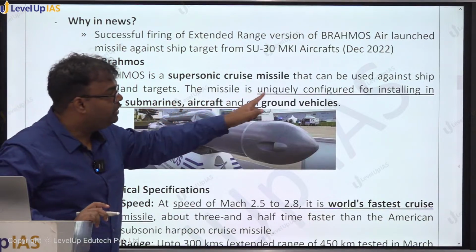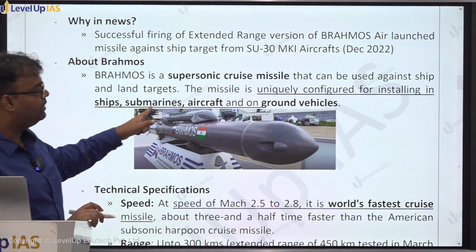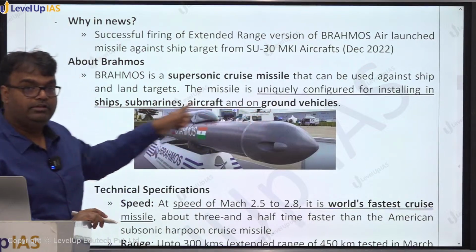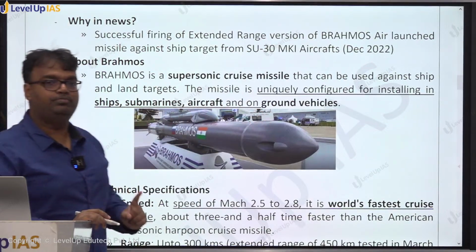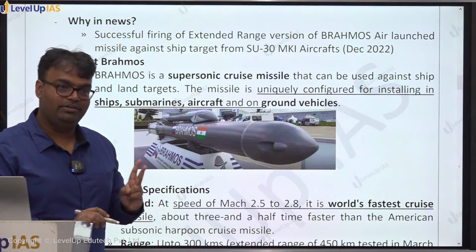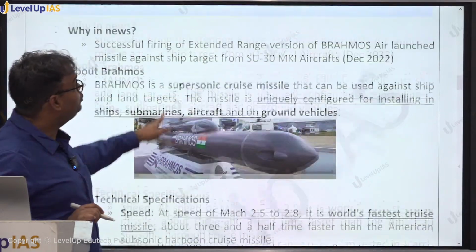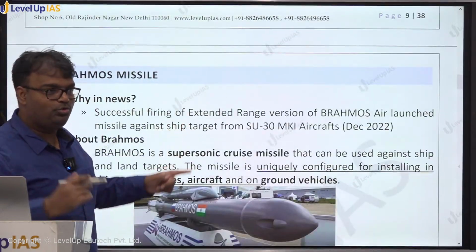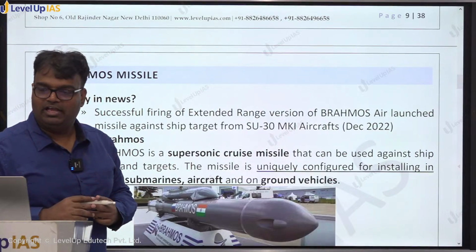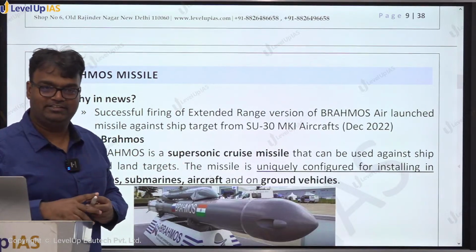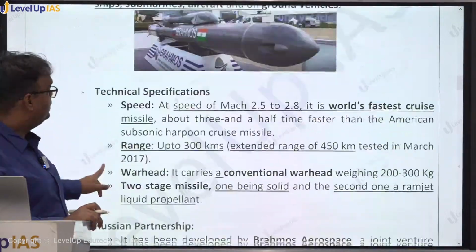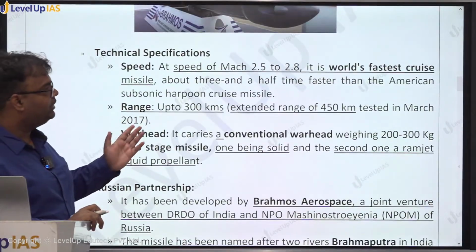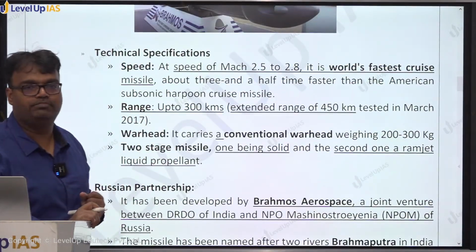The missile is uniquely configured for installing in ships, submarines, aircraft, and ground vehicle. Therefore, BrahMos is used by our army also, navy also, air force also. अभी हमने देखा सुखोई से टेस्ट हो रहा है. Sukhoi is our fighter jet, and from there BrahMos is being tested. Right? BrahMos missile. Technical specification देखोगे तो it is the world's fastest cruise missile.